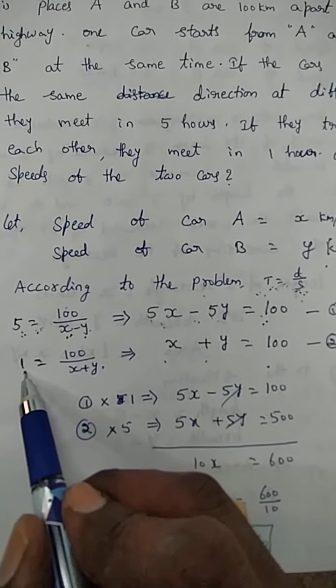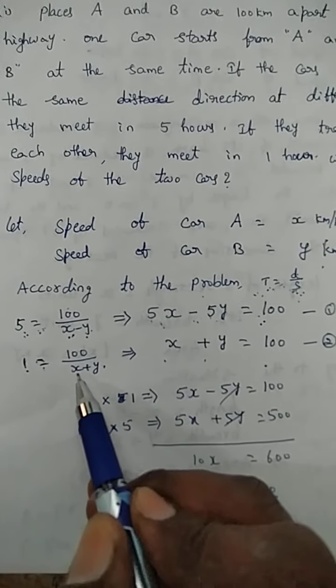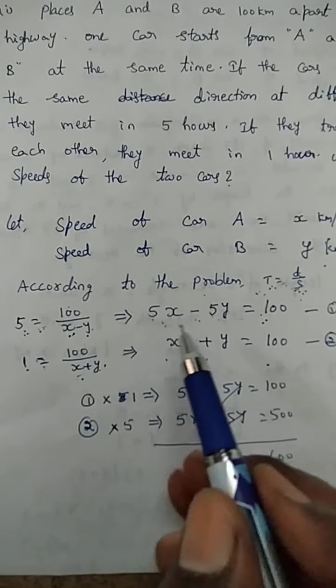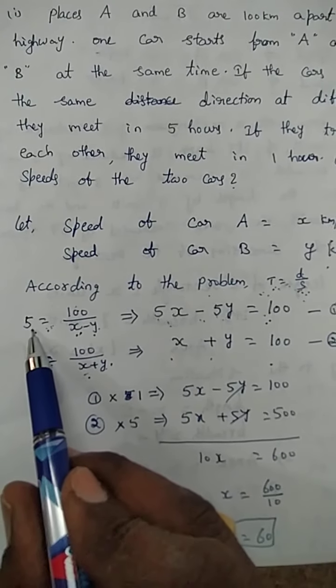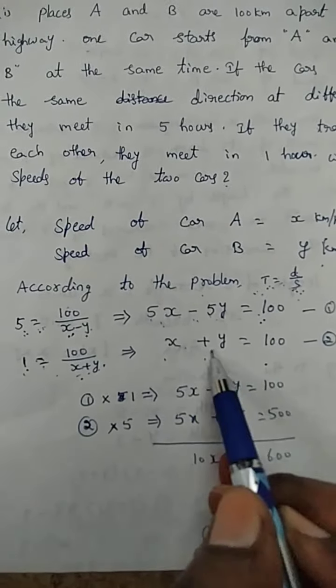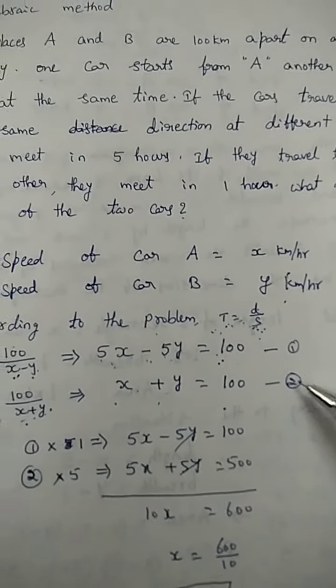Within 1 hour after they meet, the distance is 100 kilometers, so for opposite directions, we add the speeds of those cars, x plus y. By transposing to the side, 5 into x minus y, that means 5x minus 5y is equal to 100, and 1 into x plus y is equal to 100. These are the pair of linear equations, two equations.